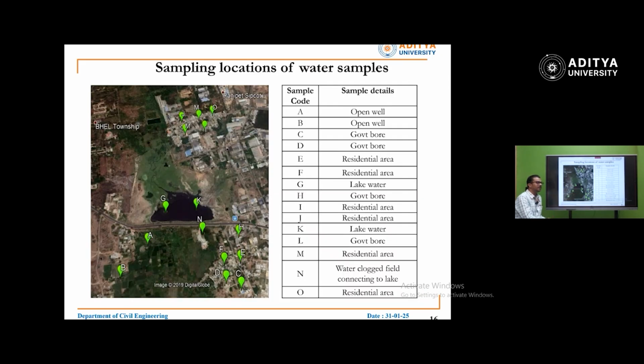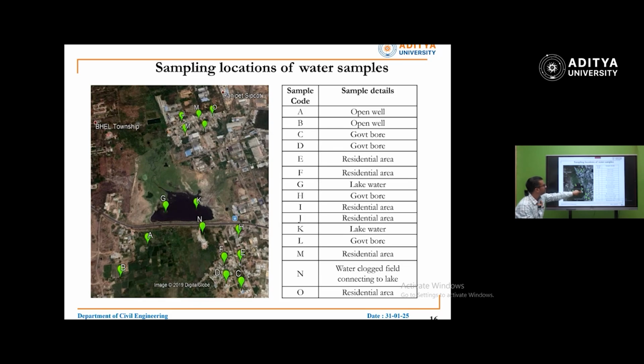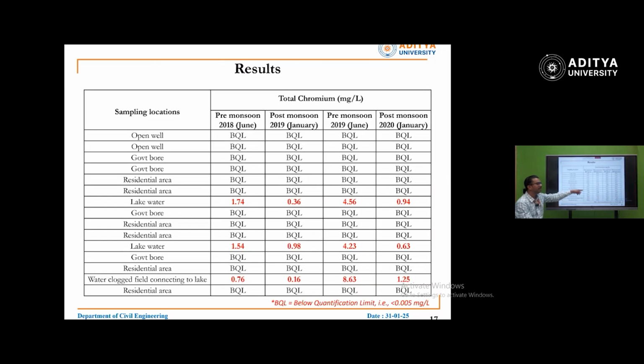These are the sampling locations for the water samples. There are 2 lake samples, and the nearby samples comprise open bore wells and government bore wells, because we want to know whether this water is getting transported to the nearby areas. So these are the results. Luckily, we could not trace any chromium in the bore wells of the nearby areas. Only in the lake water and the water-clogged field have we identified chromium. That means after crossing this road, there is a shallow pond where this lake water is oozing from the road. There, only those 3 samples are literally lake water samples, so from there we identified the concentration.